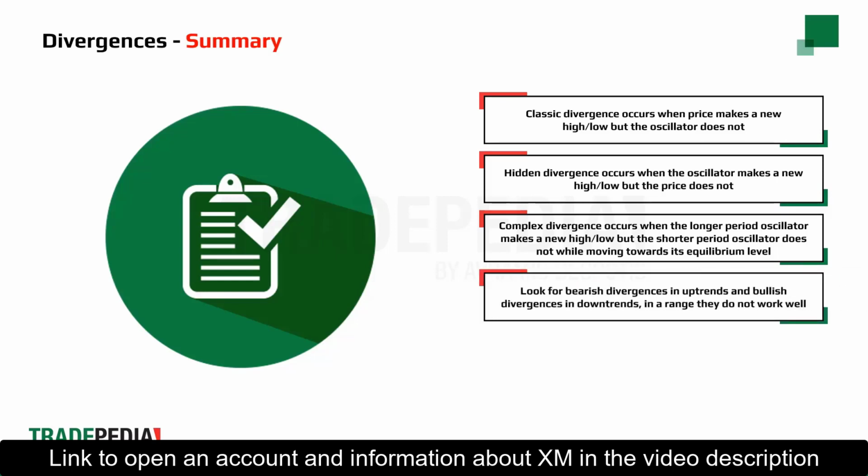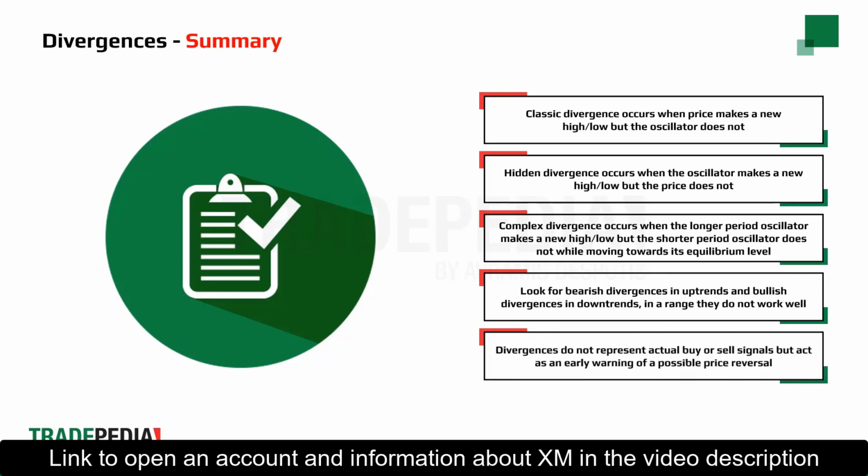Look for bearish divergences in an uptrend and bullish divergences in a downtrend, and be advised that divergences do not work well in a range. Divergences do not represent actual buy or sell signals, but act, however, as an early warning of possible price reversal.